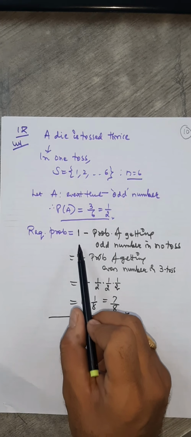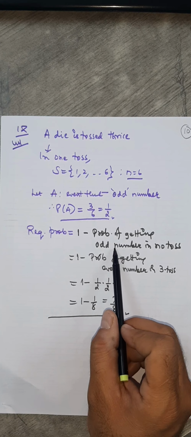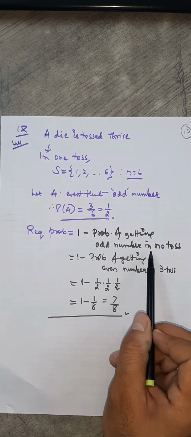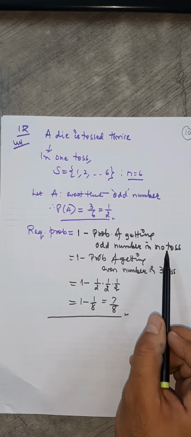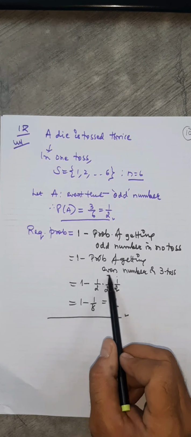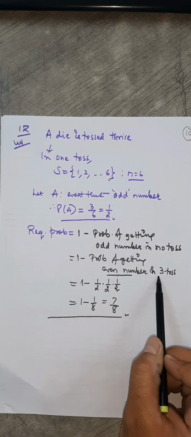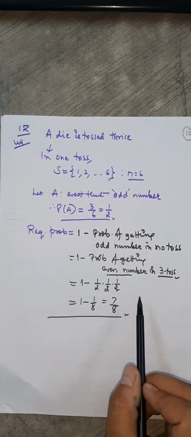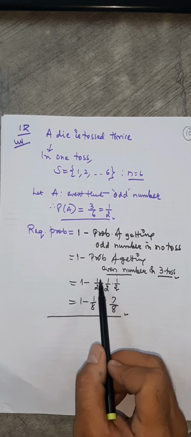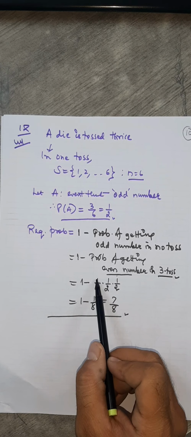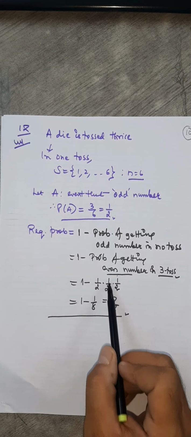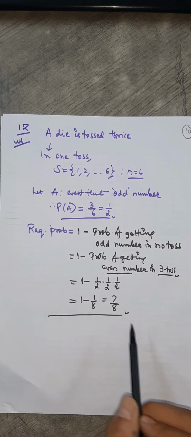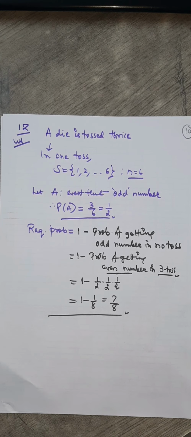I repeat what I did. 1 minus the probability of getting an odd number in no toss. It is as good as the probability of getting an even number in how many tosses? 3 tosses. What's the probability of getting an even number in 1 toss? Half. 2, 4, 6 by 6, which is 1 by 2 as you did here. 1 by 2, 1 by 2. So we have finally 7 by 8.